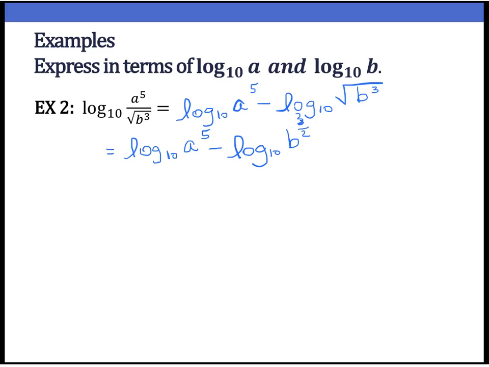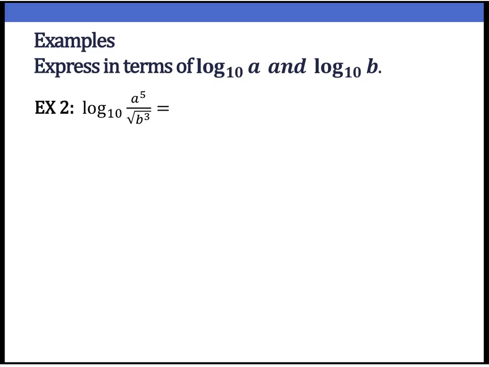There, that looks more like a 3. Okay, now we have 2 powers. We're going to move those to the front. 5 log 10a minus 3/2 log base 10b. And we're finished with that one.